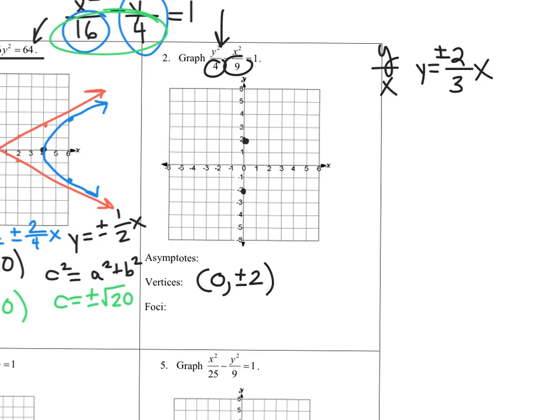So y equals positive 2/3. It starts at 0, goes up to right 3, and then down to left 3, and then my negative 2/3. So this is my hyperbola like this. Okay, so my asymptotes I can write right here are going to be y equals plus or minus 2/3 x.